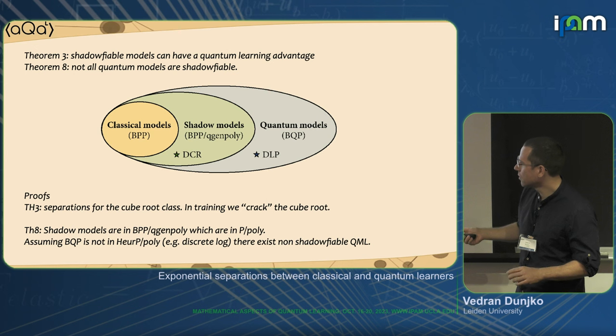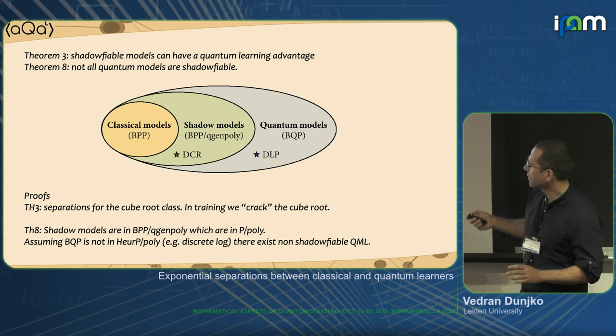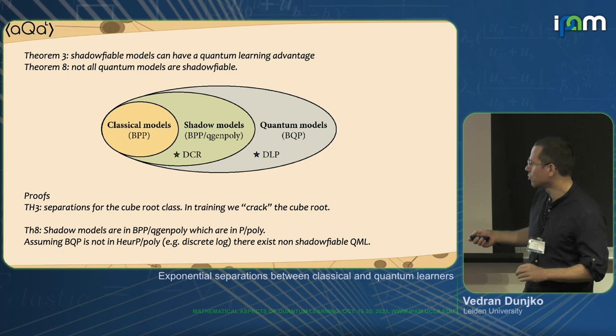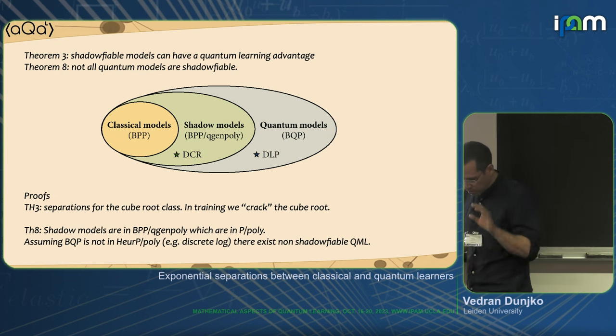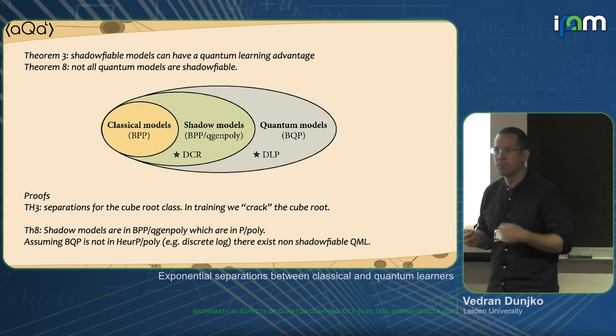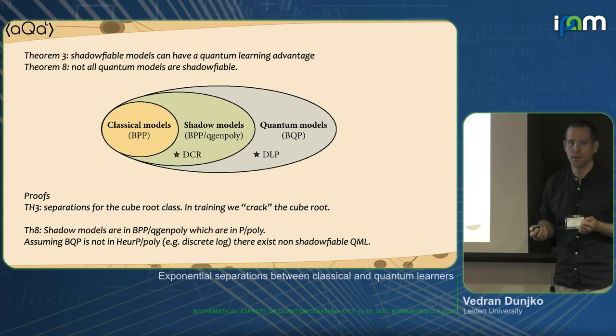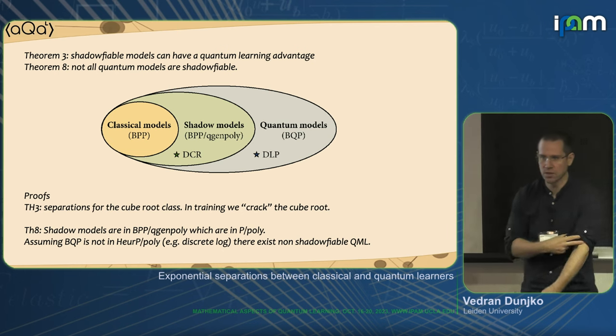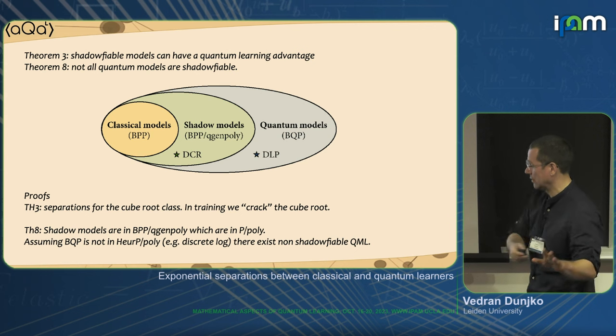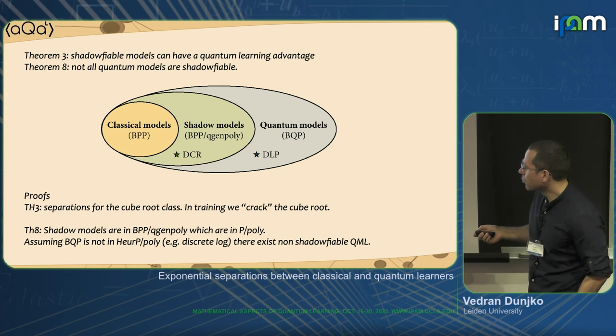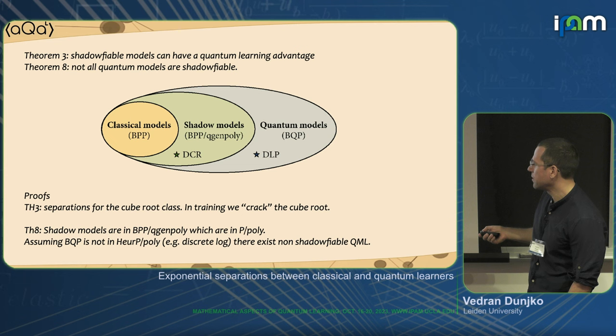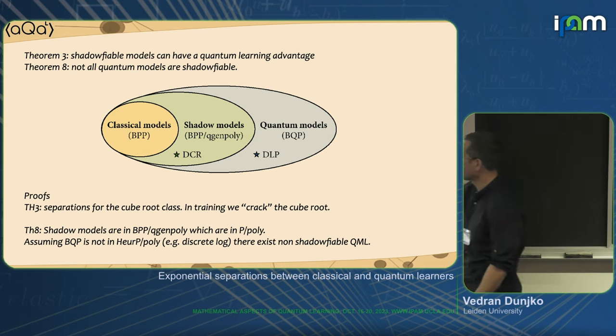So for the second theorem, that the shadow models are not everything there is, note that shadow models are in a class which we call BPP/QGenPoly, which is classical algorithms with advice generated by a quantum computer in polynomial time. It's a new invention. We're working on understanding exactly how far we can push these things in complexity theory alone. But whatever this thing here is, it's in the class P/Poly. So I will talk about this a little bit more.